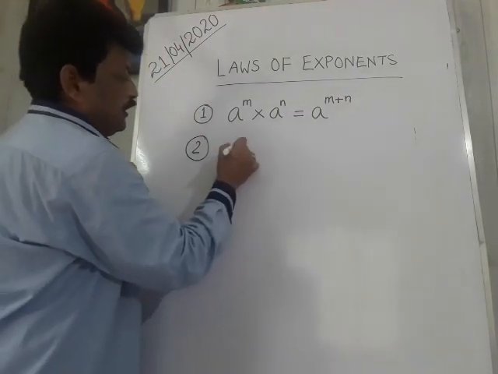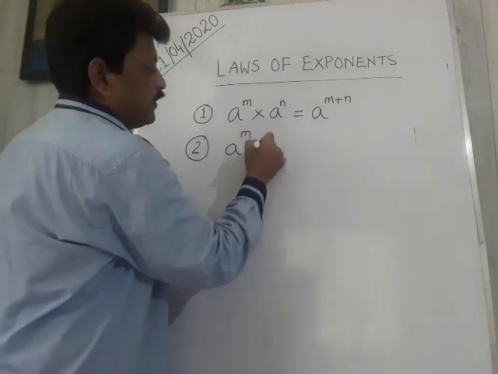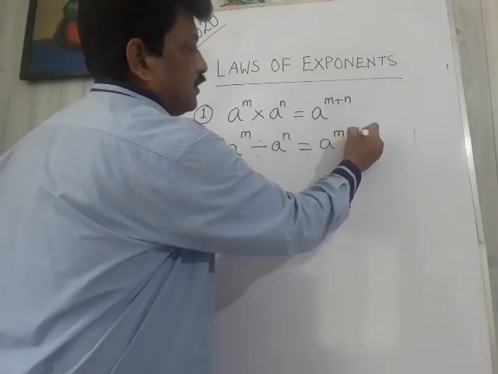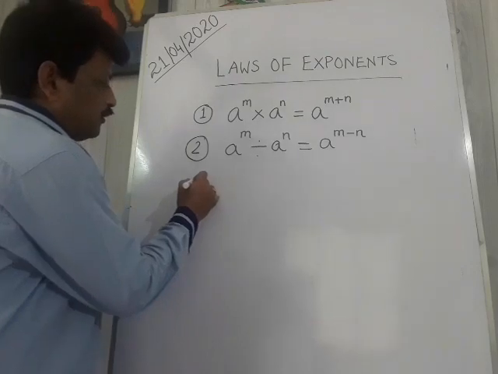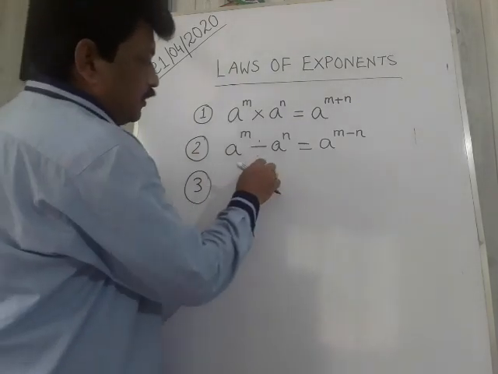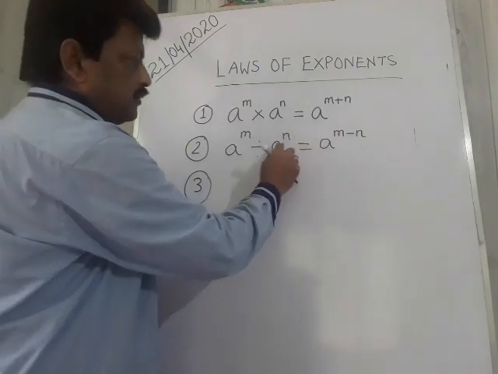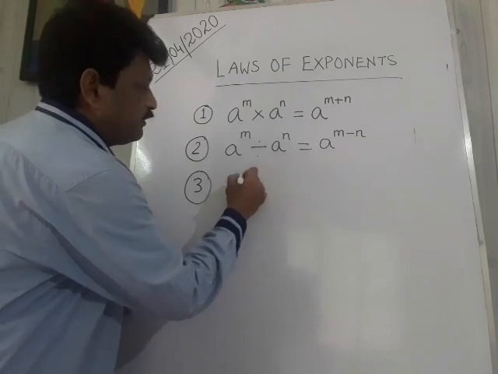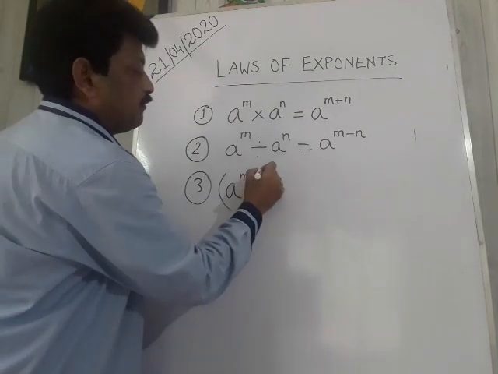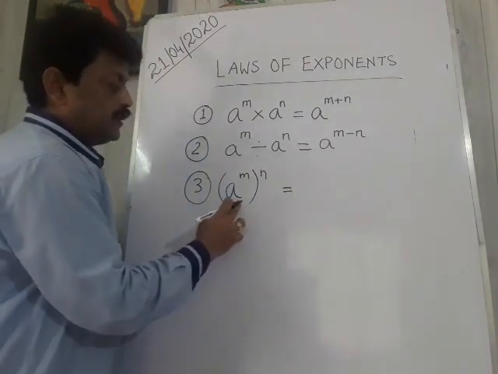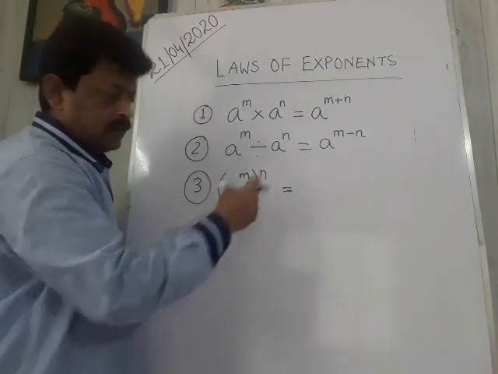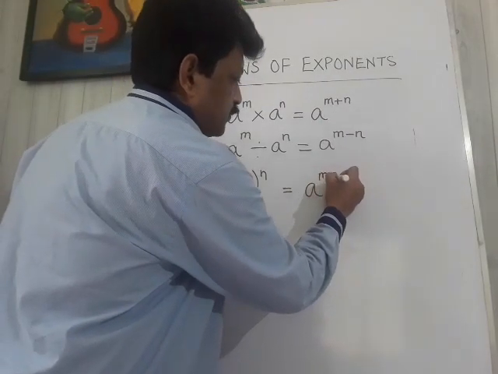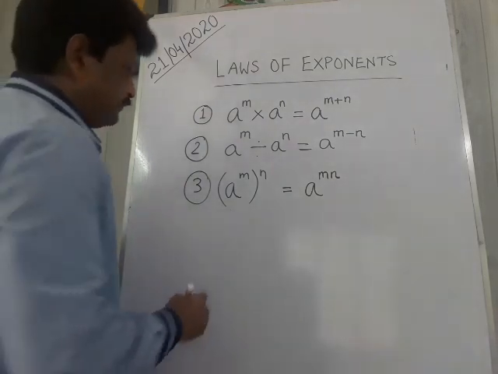Number 2, if a to the power m is divided by a to the power n, then the powers will be subtracted. Note that the base of both the numbers is the same. In that case, if the numbers are divided, then the power will be subtracted. Number 3, if a to the power m to the power n means a is having two powers, one is m and another is n. So in that case, both the exponents, that is the powers, will be multiplied.